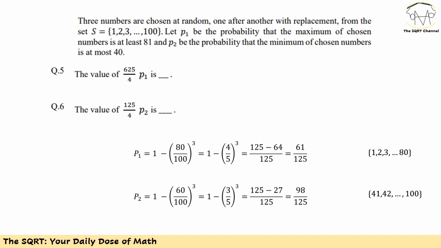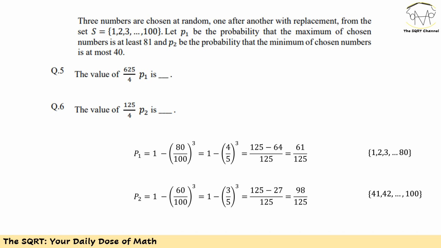Now let's pick the first number. It's going to be from the first set. Let's say that it's 10. Now the second number, let's assume that it's from the first set again. Let's say it's 20. And for the last one, let's say it's 40. Now from these, the maximum is 40, and obviously 40 is not at least 81. So it's not included in P1.